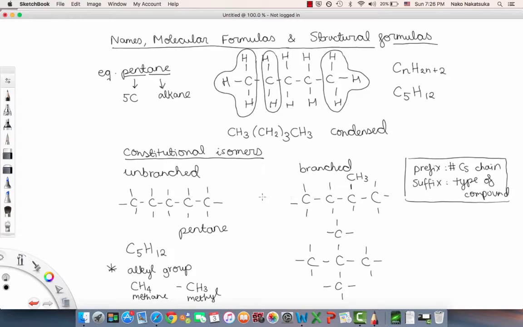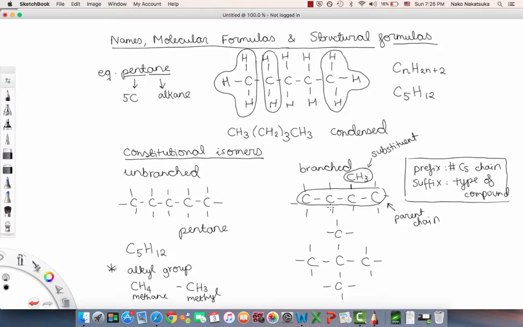So now let's try to name this. This is just pentane, but let's look at this one. We have 1, 2, 3, 4 carbons as the parent chain. The parent chain is the longest possible carbon chain that you can create. And so this is the parent chain. Now, this methyl group right here is considered a substituent, basically something that's attached to the parent chain. Since it's a CH3 group that's attached to another carbon, it's called methyl instead of methane.